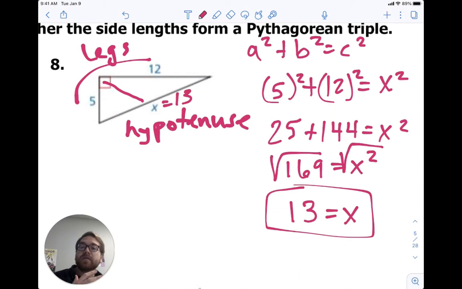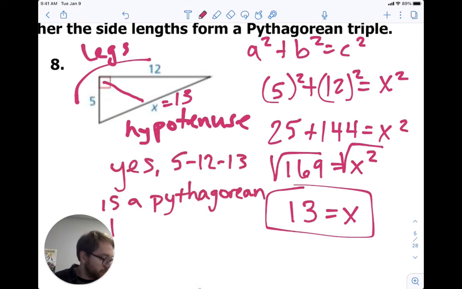And then we need to determine, do the side lengths form a Pythagorean triple? You could check your notes to see is this one of the normal Pythagorean triples, and yes it is. The other way to think about it is, are they all whole numbers? 5, 12, and 13. Yes, those are whole numbers. And so yes. And so that is how we would go about this type of problem. So again, just using the theorem to help us find that unknown measurement. Let's look at another one.